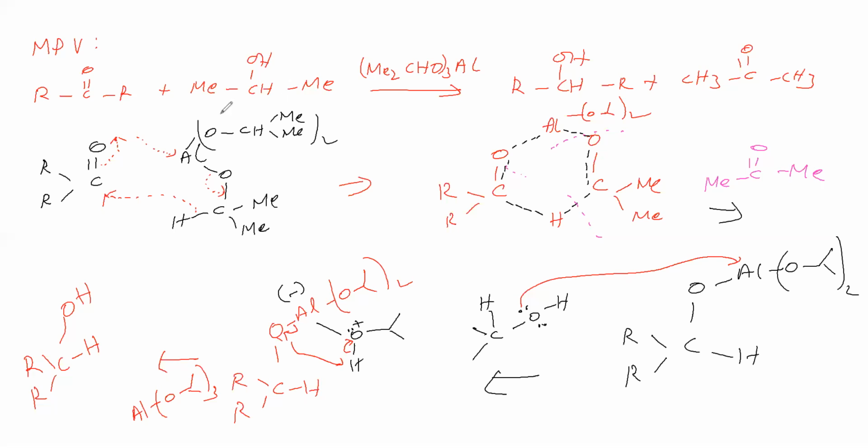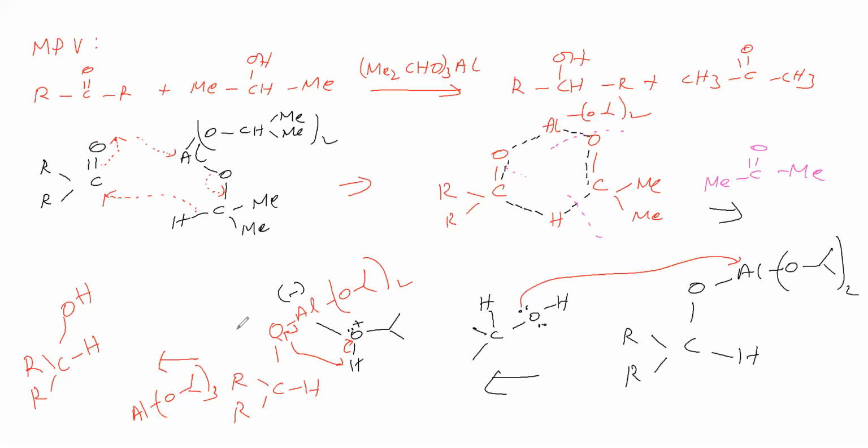Then what happened to this solvent? Isopropyl alcohol is the solvent. This solvent oxygen makes a bond with aluminum and leaves as aluminum isopropoxide.